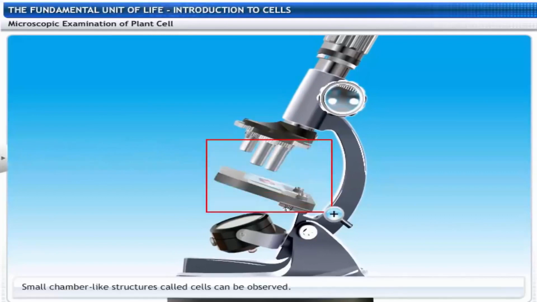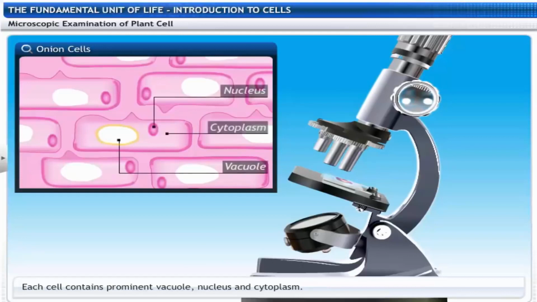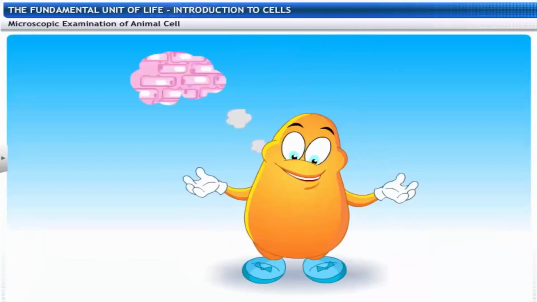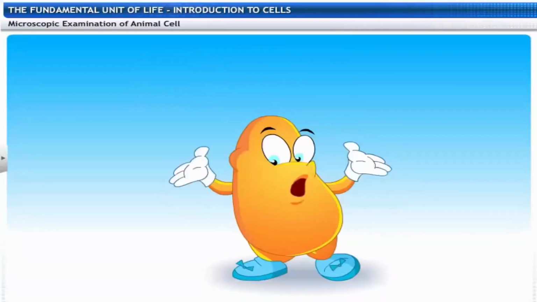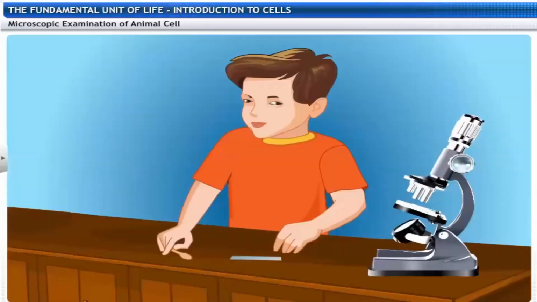Small chamber-like structures, called cells, can be observed. Each cell contains a prominent vacuole, nucleus, and cytoplasm. That onion cell looked like me, didn't it? But who do we have here? We shall look at an animal cell now.